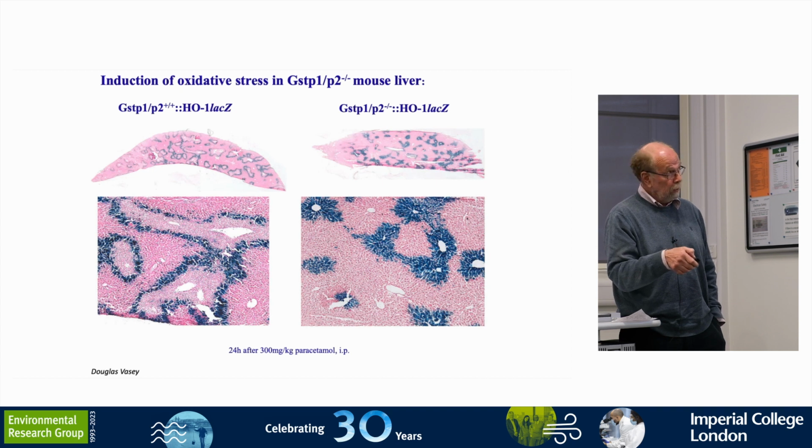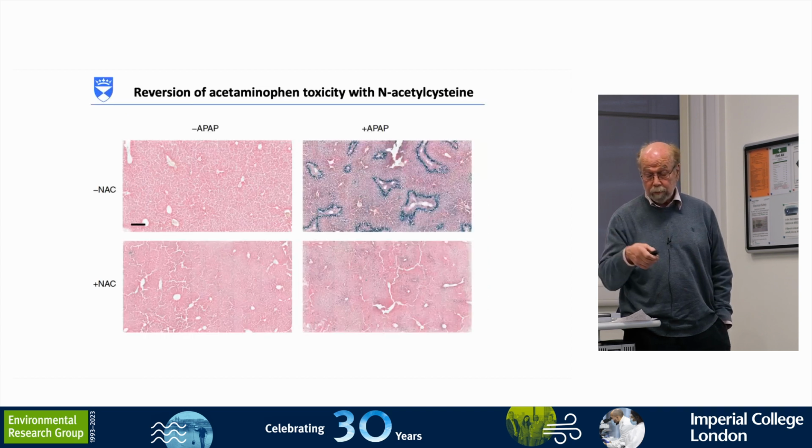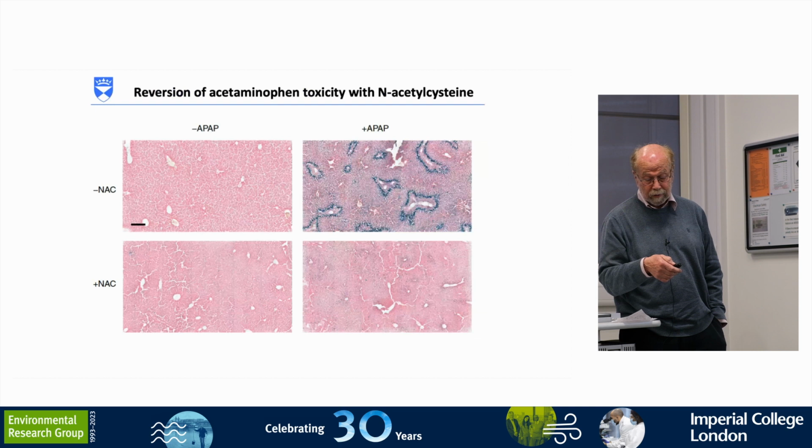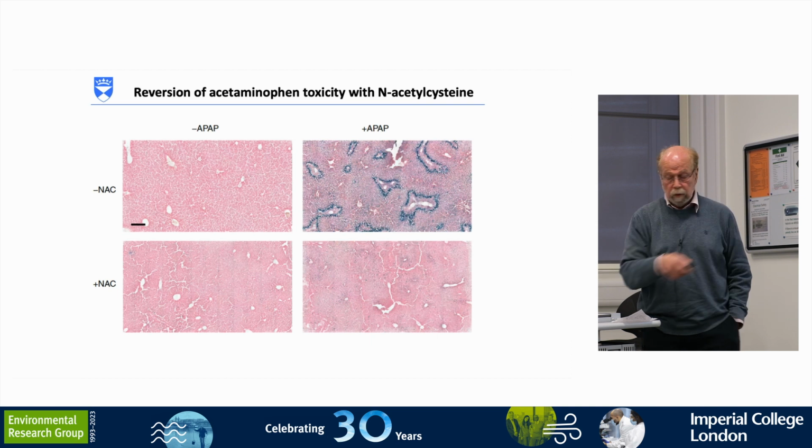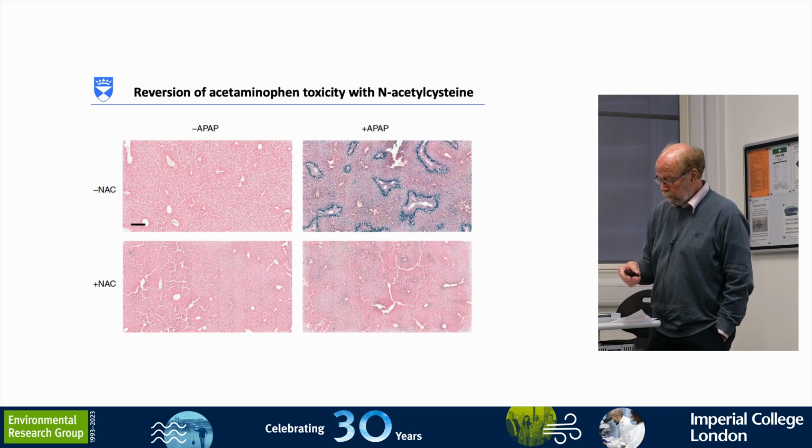And so here, the classical way you treat paracetamol overdoses is with N-acetylcysteine, which scavenges the imidoquinone. This is just paracetamol-treated mice, and this is mice treated simultaneously or subsequently with N-acetylcysteine, which completely attenuates the toxic response to this molecule. And this treatment saves lives, of course.